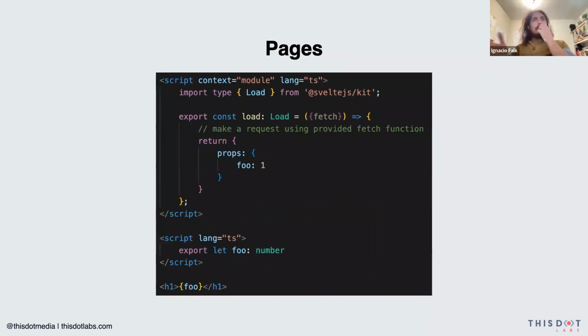On the other side, pages can declare a load function in the module script, which is a function that will return props if everything goes well, or you can return an error, or you can redirect if you want, or you can set cache if you need to. And these props then get passed to the component, which must set them as a prop, and then they can be used by the template.